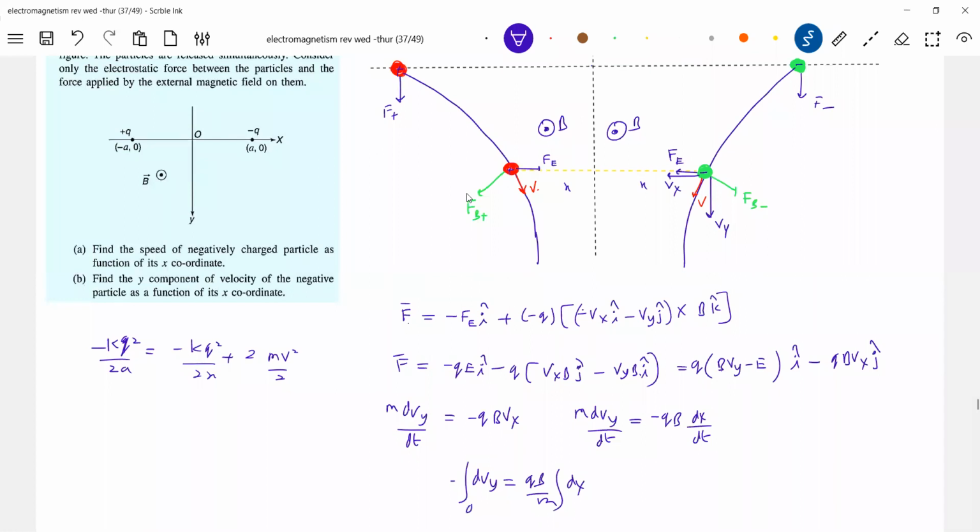So initially the y component of velocity was 0. Initial separation was a between them, and finally when separation is x, so Vy is equal to qB by m into x minus a. Negative sign, I think I missed the negative sign. a minus x, I'll write it.